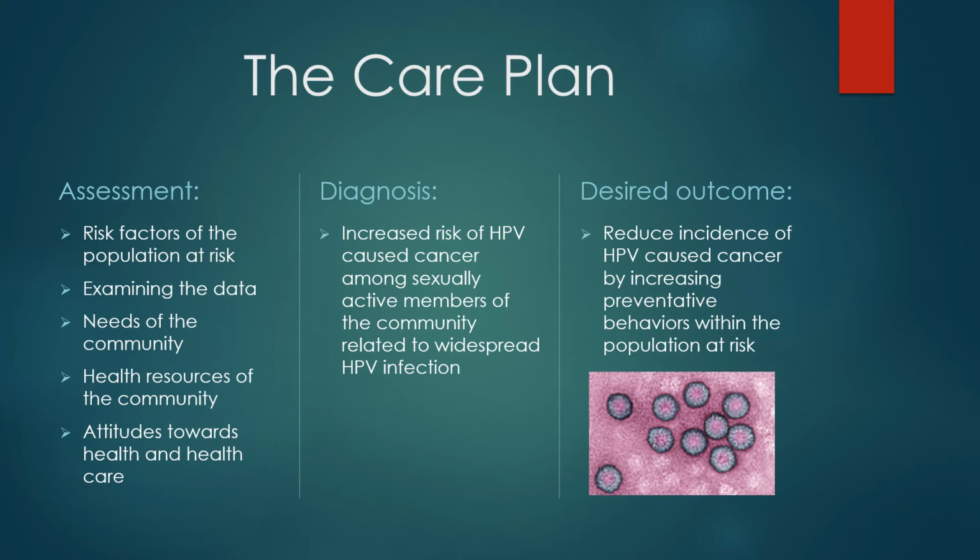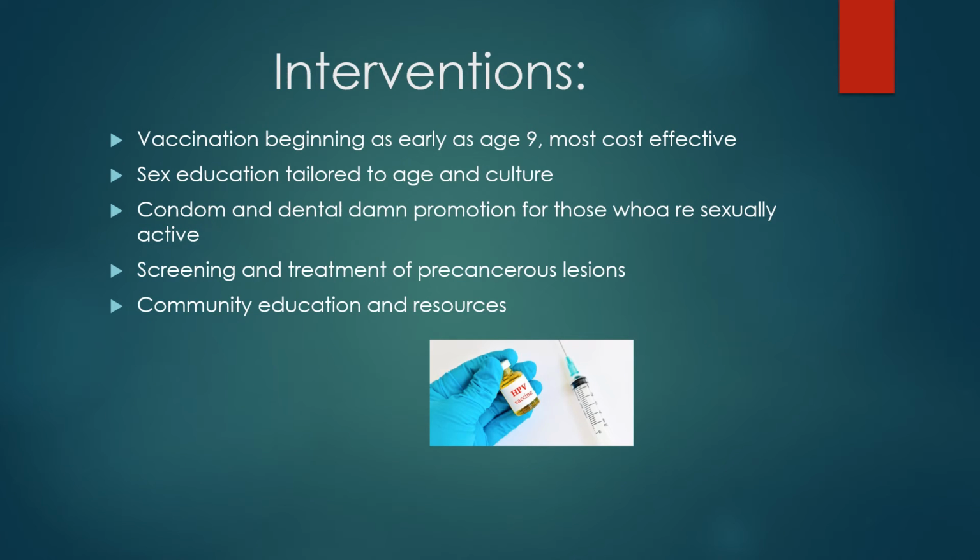Next, we will identify the problem with a diagnosis of increased risk of HPV-caused cancers among sexually active community members related to widespread HPV infection. And we will identify our goals or desired outcome, which is to reduce the incidence of HPV-caused cancer by increasing preventative behaviors within the population at risk. Our evidence-based interventions include vaccination beginning as early as age 9.